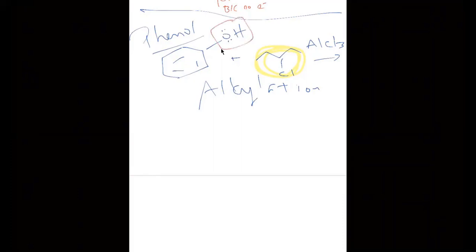Is the oxygen attached to the ring a donor or an acceptor? It's a donor. It's got lone pairs. And so the product, you can predict it. The alkyl group is going to add at the ortho position, and then it's also going to add at the para position.